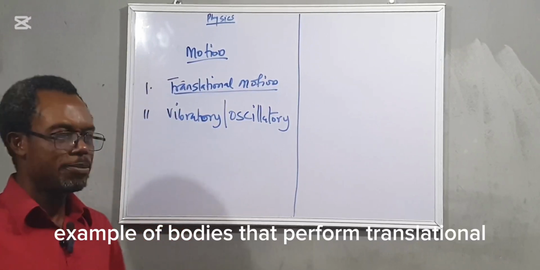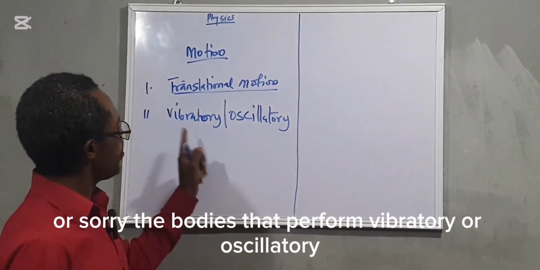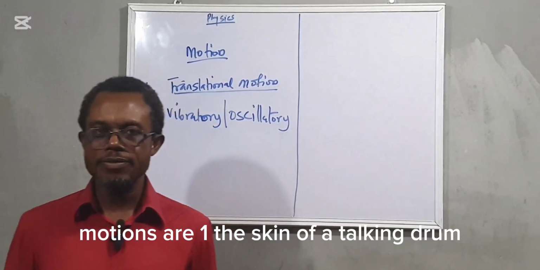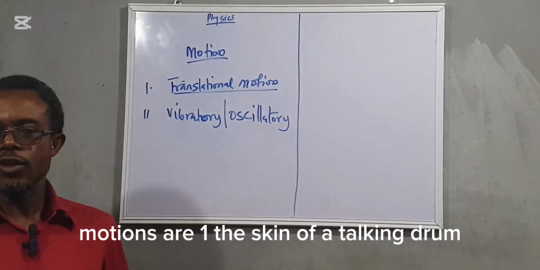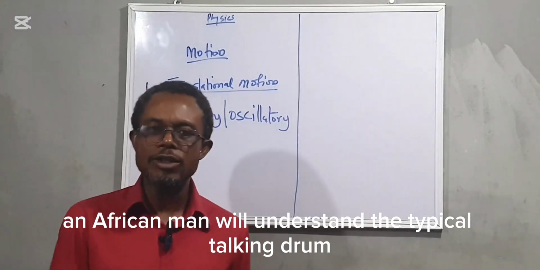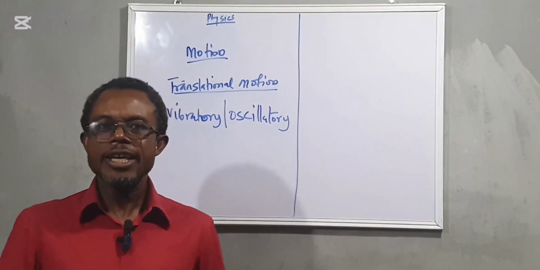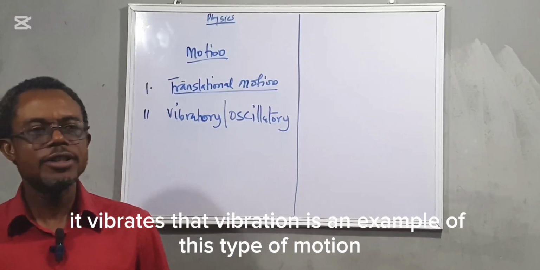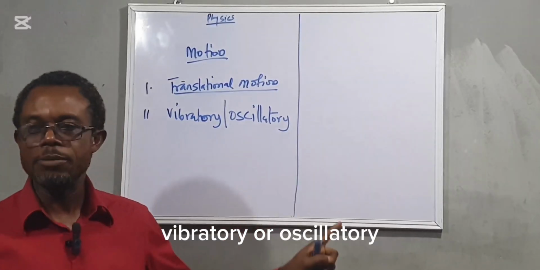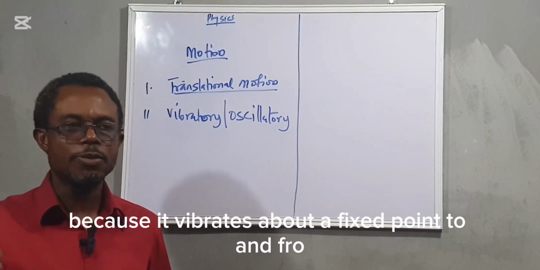Examples of bodies that perform vibratory or oscillatory motions are, 1, the skin of a talking drum. An African man will understand the typical talking drum. At any time the skin of the drum is tapped, it vibrates. That vibration is an example of this type of motion, vibratory or oscillatory, because it vibrates about a fixed point to and fro.